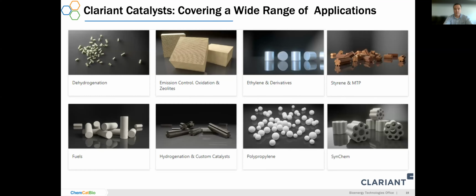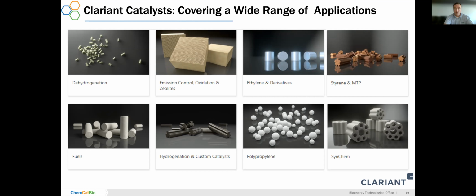Next slide, please. All right, I think this is an informative picture of 8 different classes or fields of application, and these are actual catalyst pictures for each one of those applications. In the upper left, this is a dehydrogenation catalyst. It's green. It's a pretty simple looking cylinder. It has a similar shape as the catalyst in the lower left that has a fuels application.